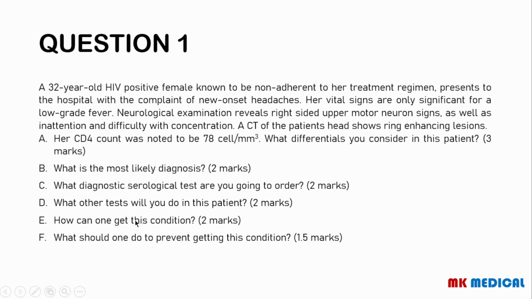Then how can one get the condition? The infection usually arises when someone ingests oocysts. Remember that these oocysts are found in the soil. They can be found in water contaminated with cat feces, and sometimes the infection can be through the ingestion of tissue cysts from undercooked meat, or it could be vertical transmission from mother to child. So those are the ways in which this can be transmitted. So it means that cats are very important in the life cycle of the condition.